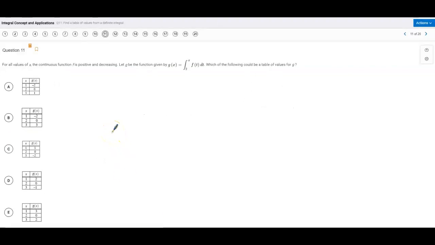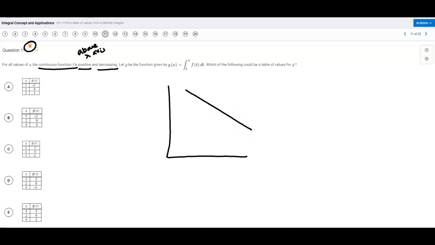All right, so question 11. It says you can use a calculator, but I don't see how you would use a calculator on this question, honestly. So let's go ahead and see what we can figure out here. They're telling me that f is continuous, positive, and decreasing. Now remember, positive means above the x-axis, right? So we have this function f that is positive and decreasing. So maybe something like that.